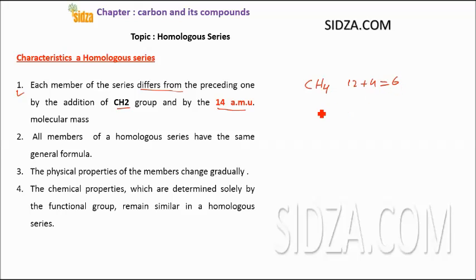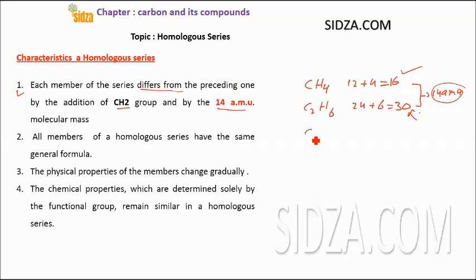The second member is C2H6, right? So there will be 2 carbon and 6 hydrogen atoms here. So this is actually 16 here, and now it will be 30. The difference in the molecular mass is by an amount of 14 AMU: 16 for the first member, 30 for the second member.